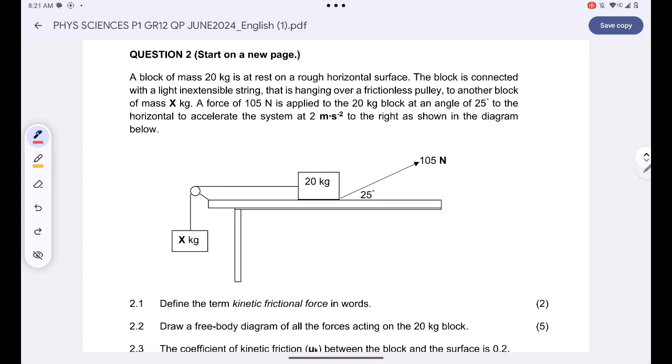Yes, it will give you an edge whenever you write your mid-year exam, your preliminary exam, and most importantly, your final examination. So please do take this seriously, guys. It will give you an edge whenever you write your exams.